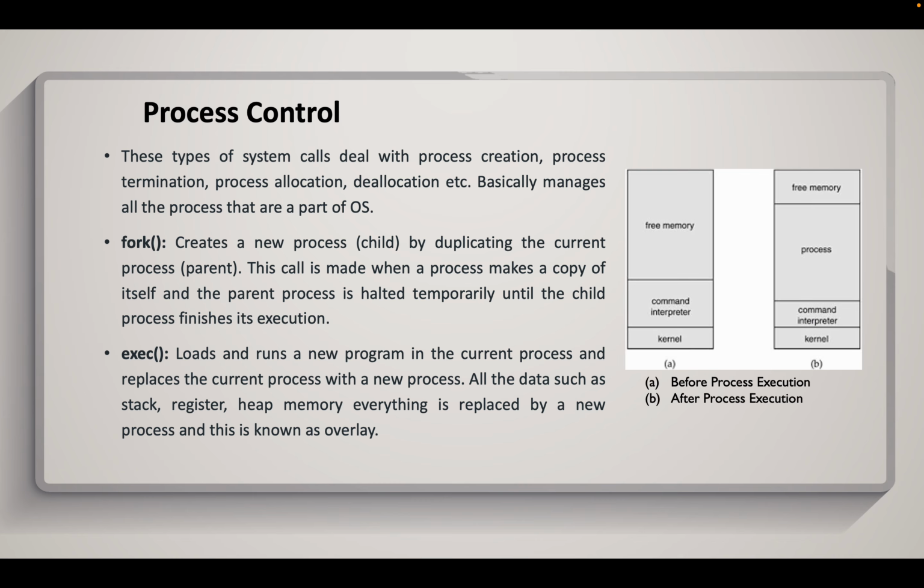Exec, or execute, is another system call. This system call is used to load a new program in the current process and replace the current running process with the new process. All the data such as stack, registers, heap, memory, everything is replaced by the new process, and the new process is known as an overlay. Why do we call it an overlay? Because the new program overlays or overloads the executing process. It stops the executing process, and then the new process gets executed.